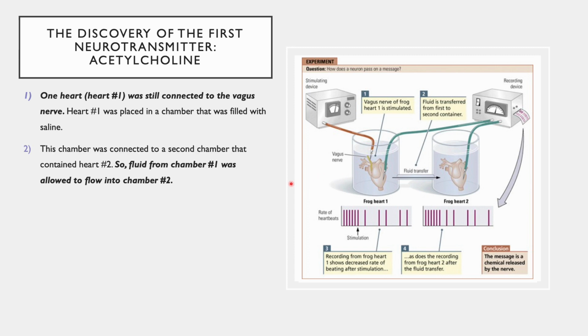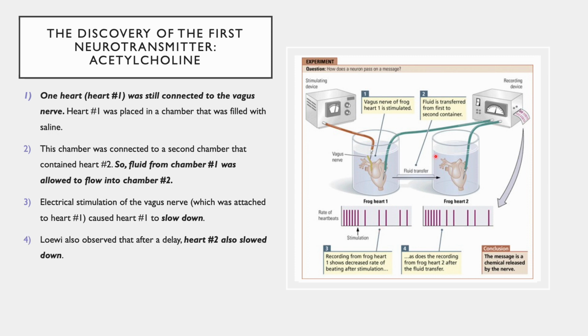So, Loewi stimulated the first frog heart with electricity. And when he stimulated the first heart via the vagus nerve, he found that it caused the heartbeat to slow down. So interestingly, after heart number 1 started to slow down, the second heart also slowed down. As you can see, this is the rate of heartbeats, and both hearts started to slow after stimulation of heart number 1 via the vagus nerve.